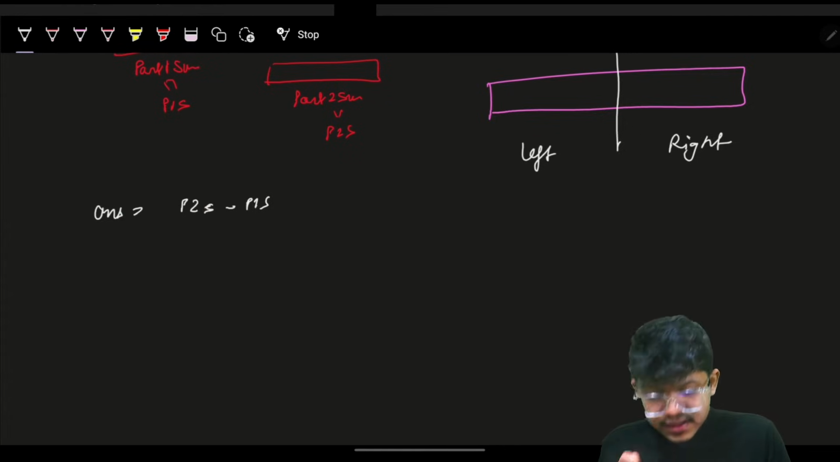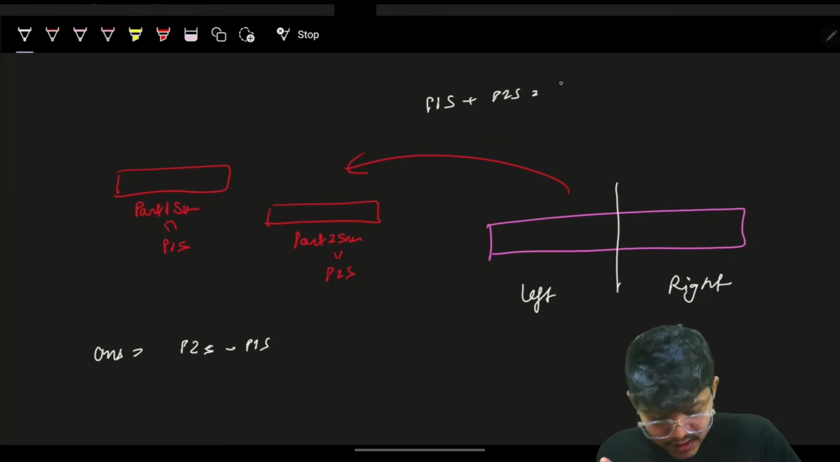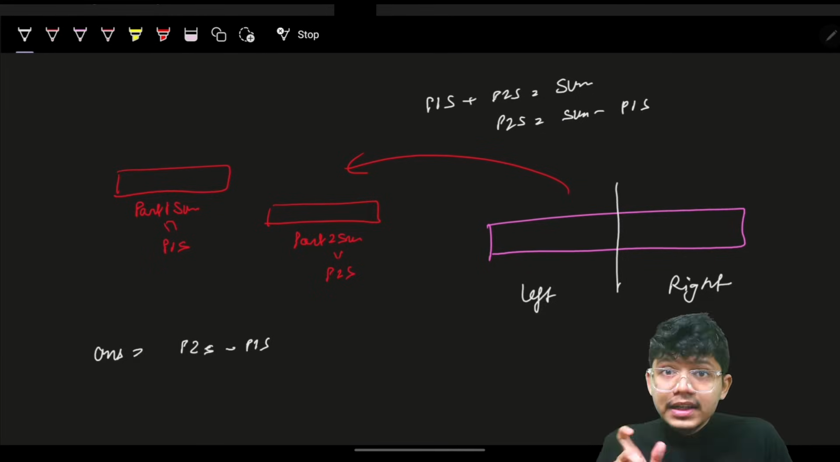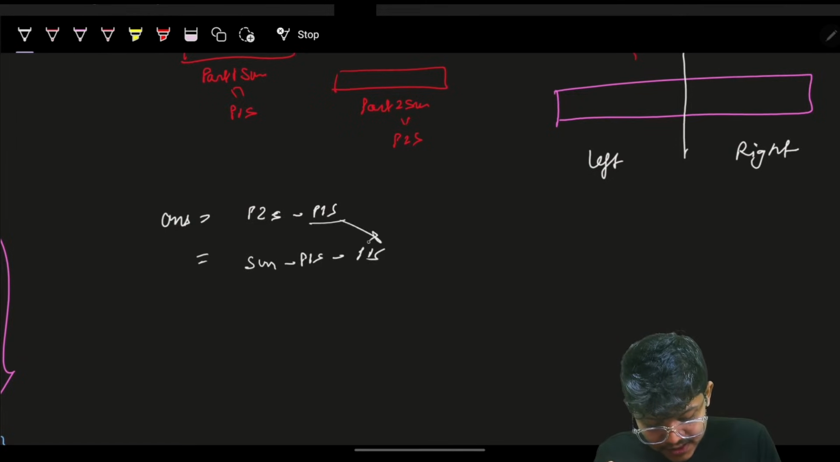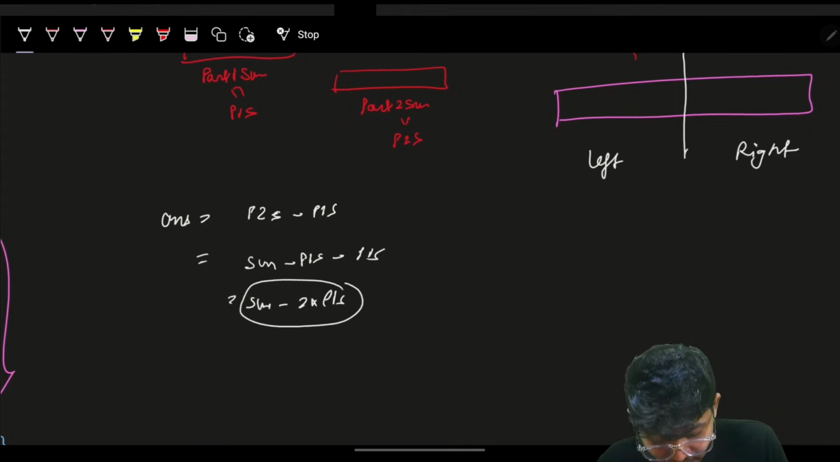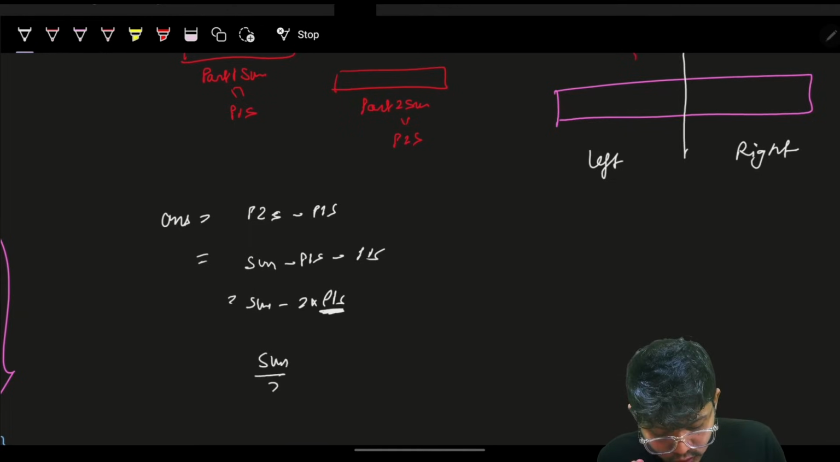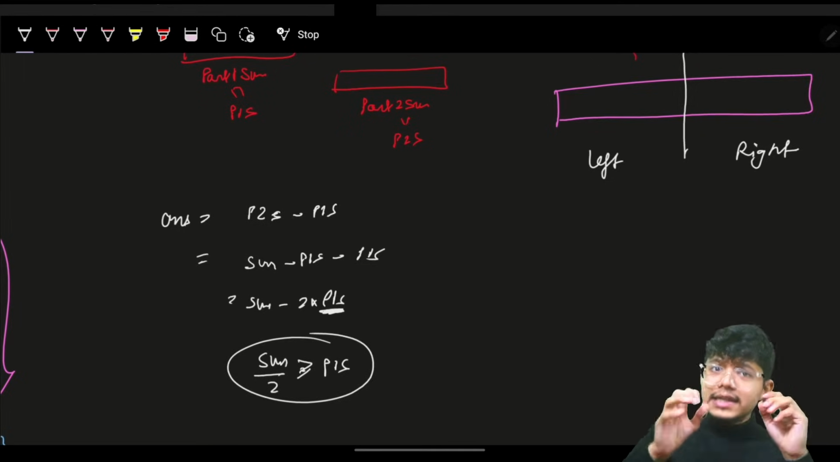And I know that P1s plus P2s is nothing but the total sum, which is the sum variable which I have taken. So I can simply say that my P2s, which is the part 2 sum, will be for sure sum minus part 1 sum. So I'll simply represent my answer by replacing my part 2 sum as sum minus part 1 sum, which will be the exact same value. Now it will become my sum minus 2 into part 1 sum. This is the final value, which means I will try that my part 1 sum should be as close as possible to sum by 2. That is my ultimate aim.